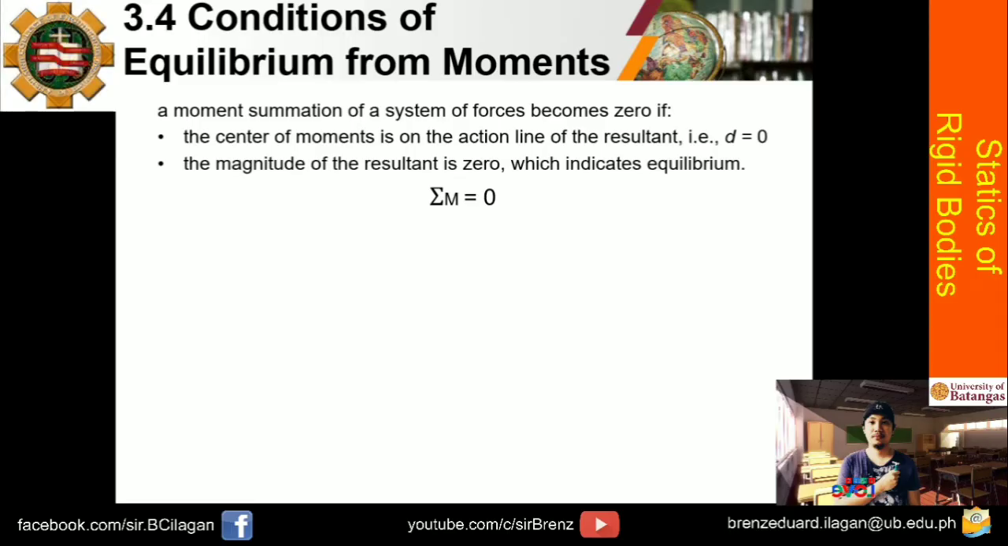Okay, so since the moment effect of a system of forces is equal to the moment of its resultant, or summation of moment is equal to R times D, a moment summation of a system of forces becomes zero if either, the first one, the center of moment is on the action line of the resultant, or yung distance mo is equal to 0. Di ba kapag nag-summation ka ng moment, that is R times D. So kapag yung iyong distance D is equal to 0, therefore, tama naman, summation mo ng moment is equal to 0 kasi R times 0 is equal to 0.